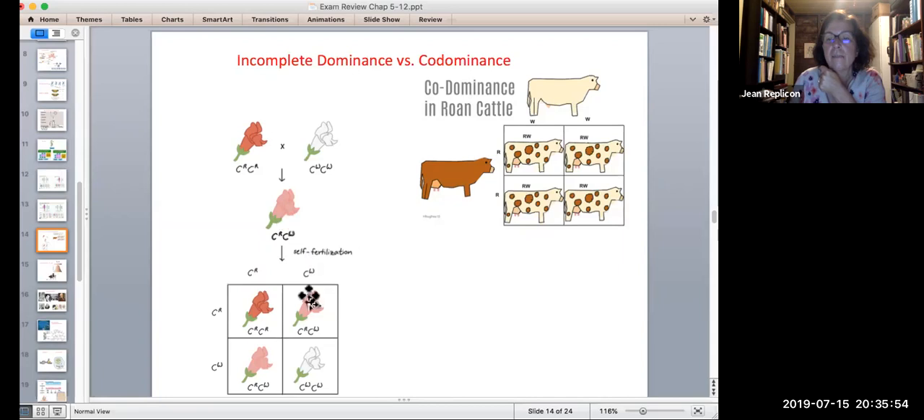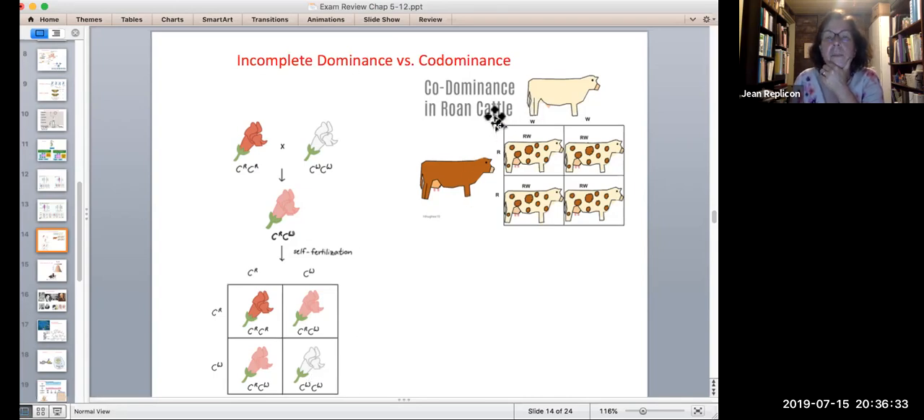Now, if you take this to the F2 generation, then you can see the return of these traits that we had of their grandparents, so to speak, can occur when you're crossing two heterozygotes. And the genotypic ratio here is 1 CR-CR to 2 CR-CW to 1 CW-CW. And the phenotypic ratio is 1 red to 2 pink to 1 white. So they're actually the same. Phenotypic and genotypic ratios are the same in incomplete dominance.